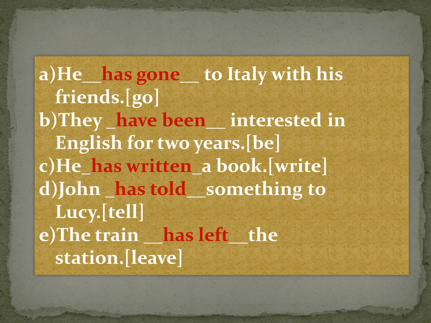Students, check your answers. A. He has gone to Italy with his friends. B. They have been interested in English for 2 years. C. He has written a book. D. John has told something to Lucy. E. The train has left the station.